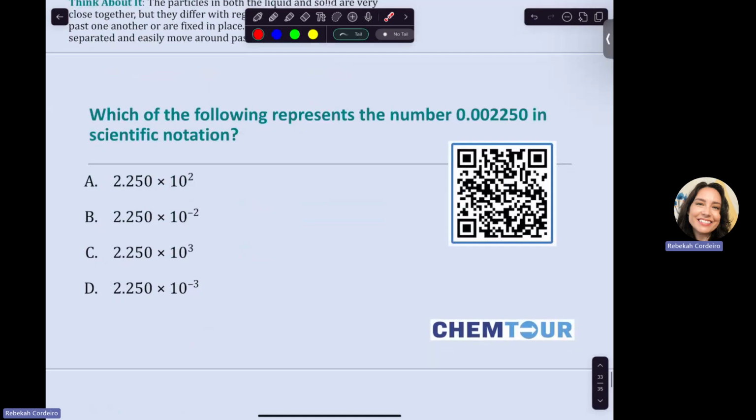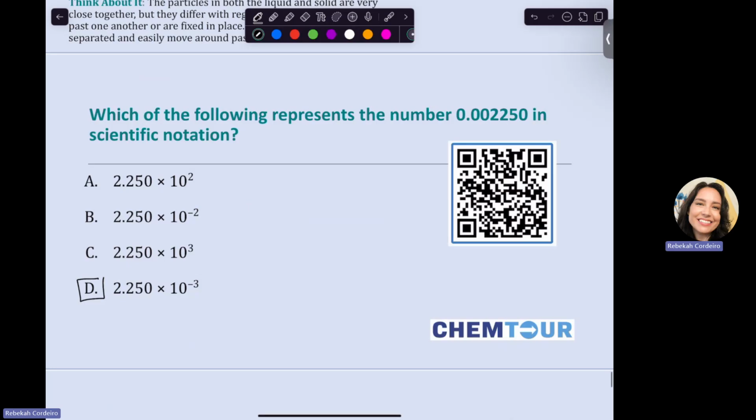And then last is just some practice with scientific notation. So go ahead and pause the video. Don't worry about this QR code. Pause the video and see if you can tell what this number is in scientific notation. All right, so the answer is D. If you got it right, you're good. Move on. If you didn't get it right, let's take a look.